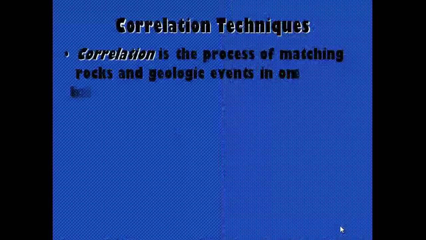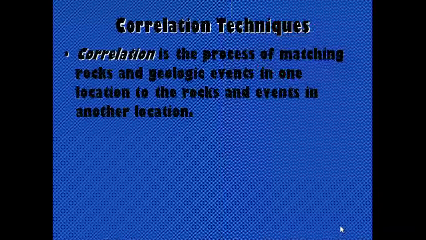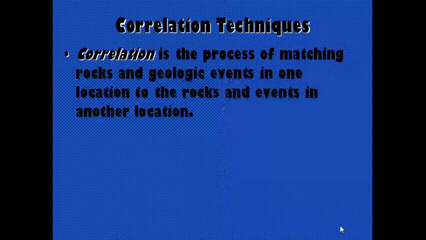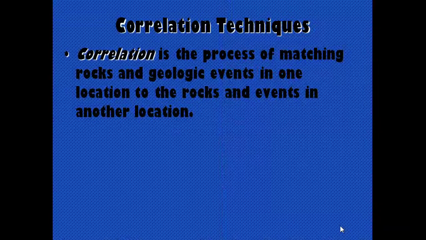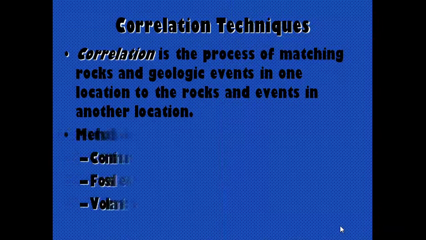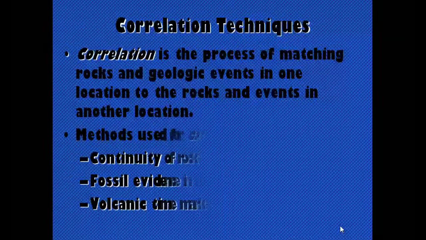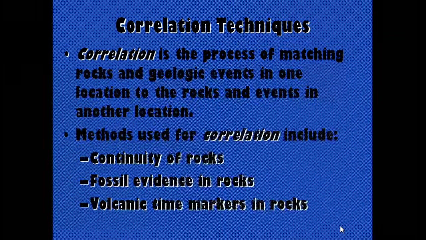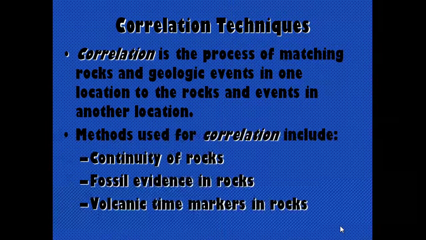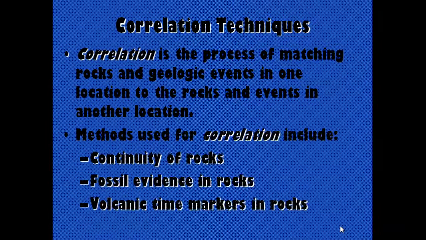Correlation techniques. Correlation is the process of matching rocks and geologic events in one location to the rocks and events in another location. Methods used for correlation include continuity of rocks, fossil evidence in rocks, and volcanic time markers in rocks.